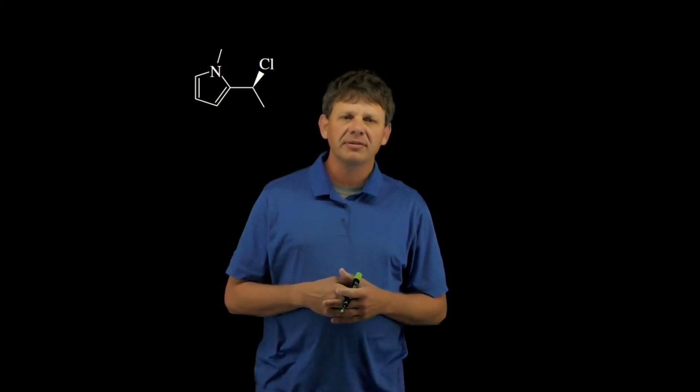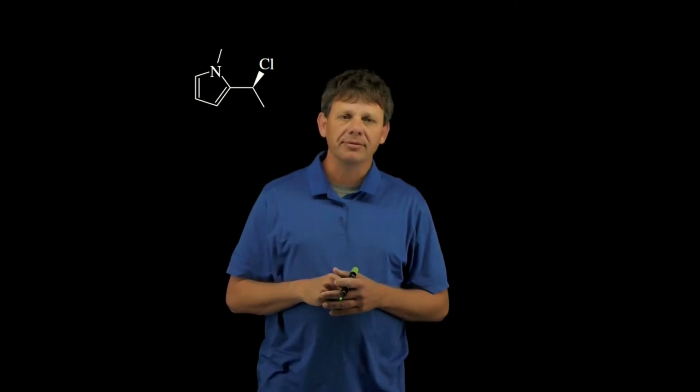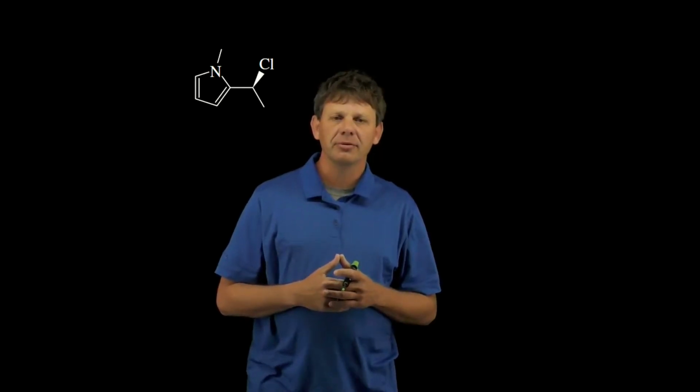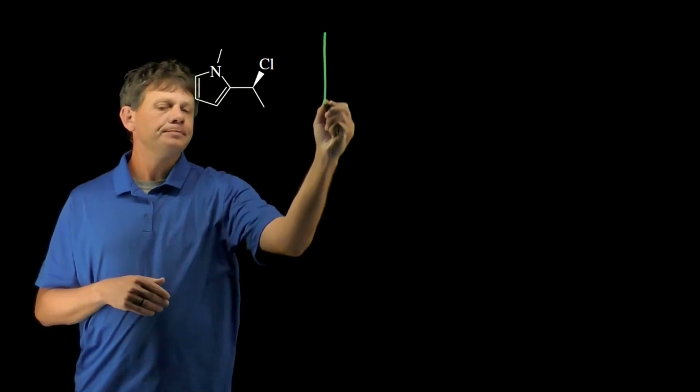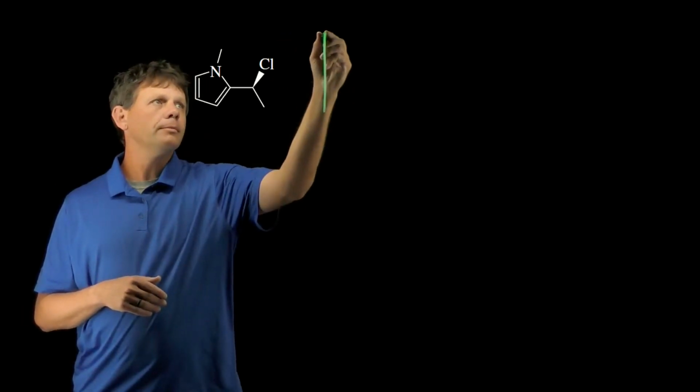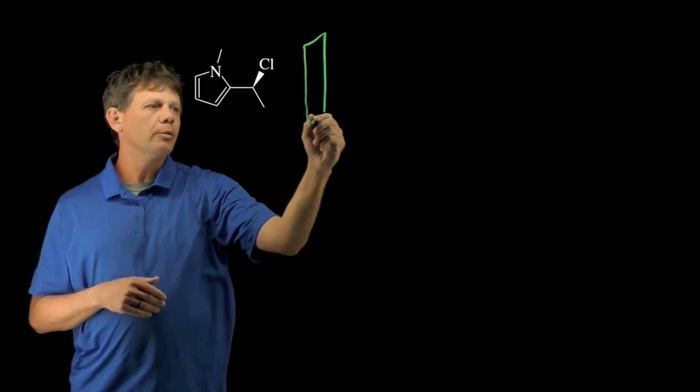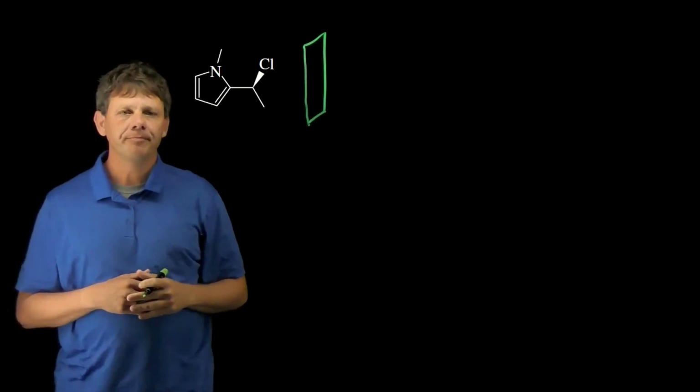This assessment asks us to generate the enantiomer of this chiral molecule in two different ways. First, by drawing the non-superimposable mirror image, and then by simply inverting the stereocenter. To draw the non-superimposable mirror image, we're going to imagine a mirror here, and we're basically going to draw what we would see if we were looking into this mirror.